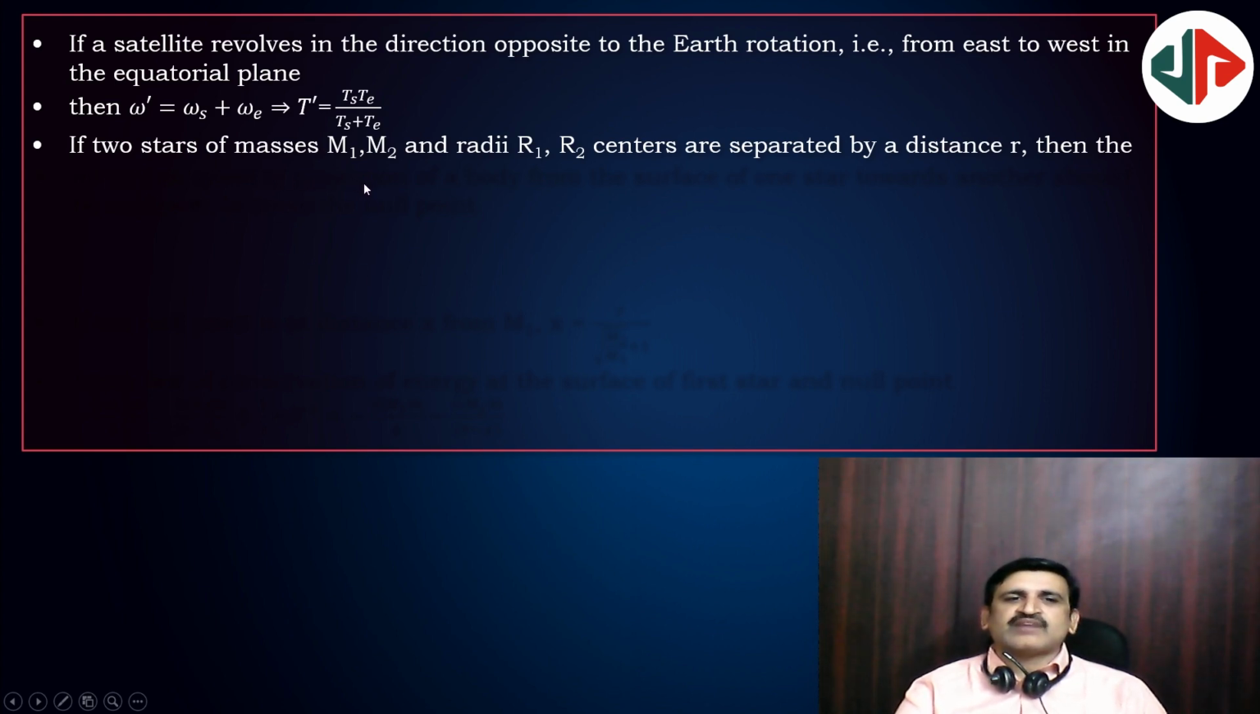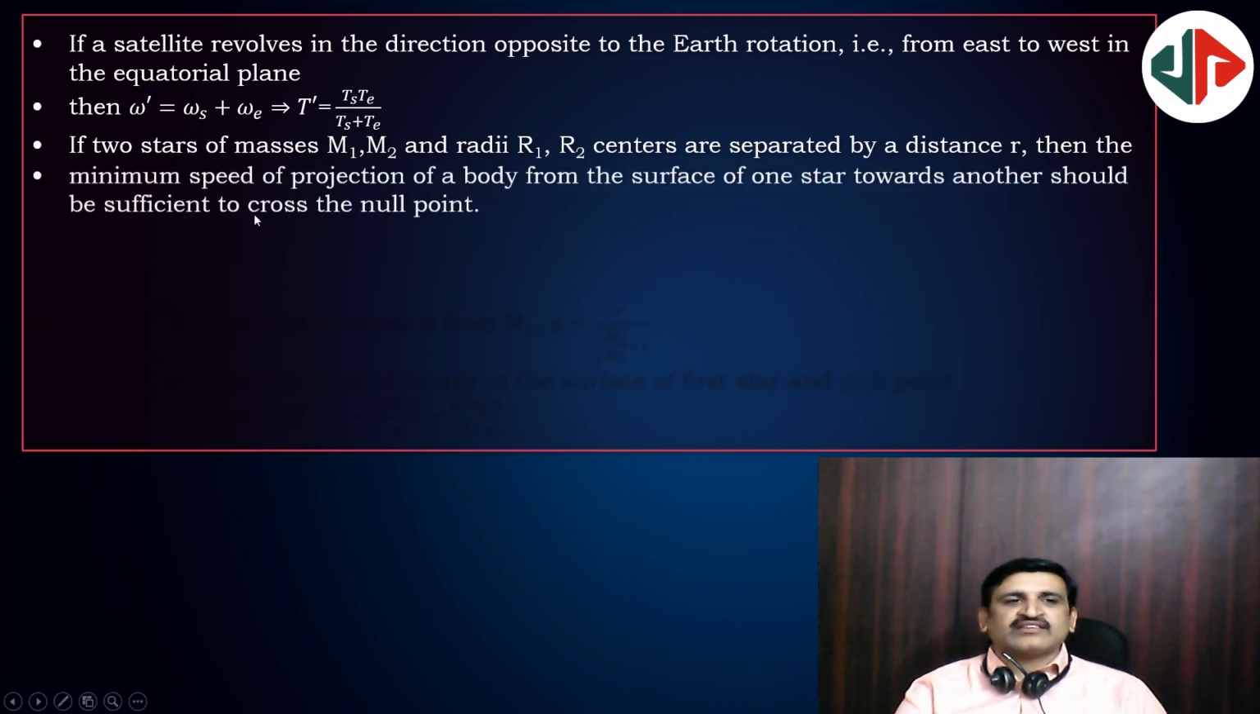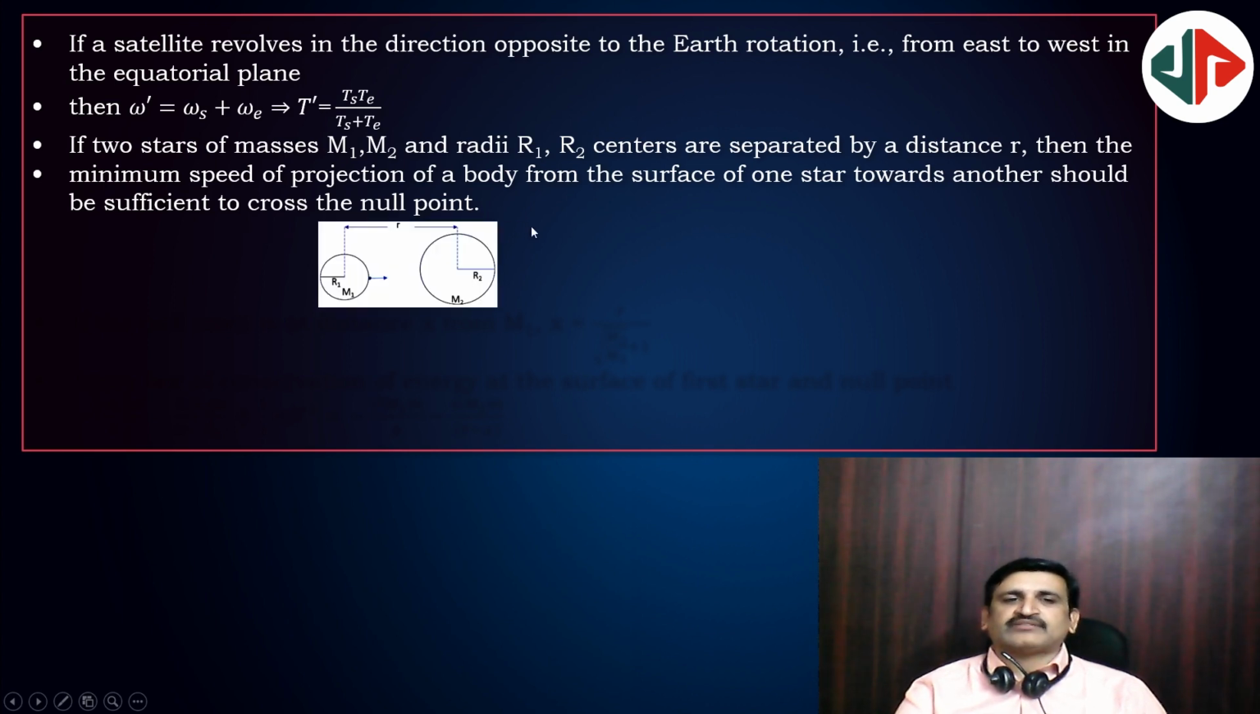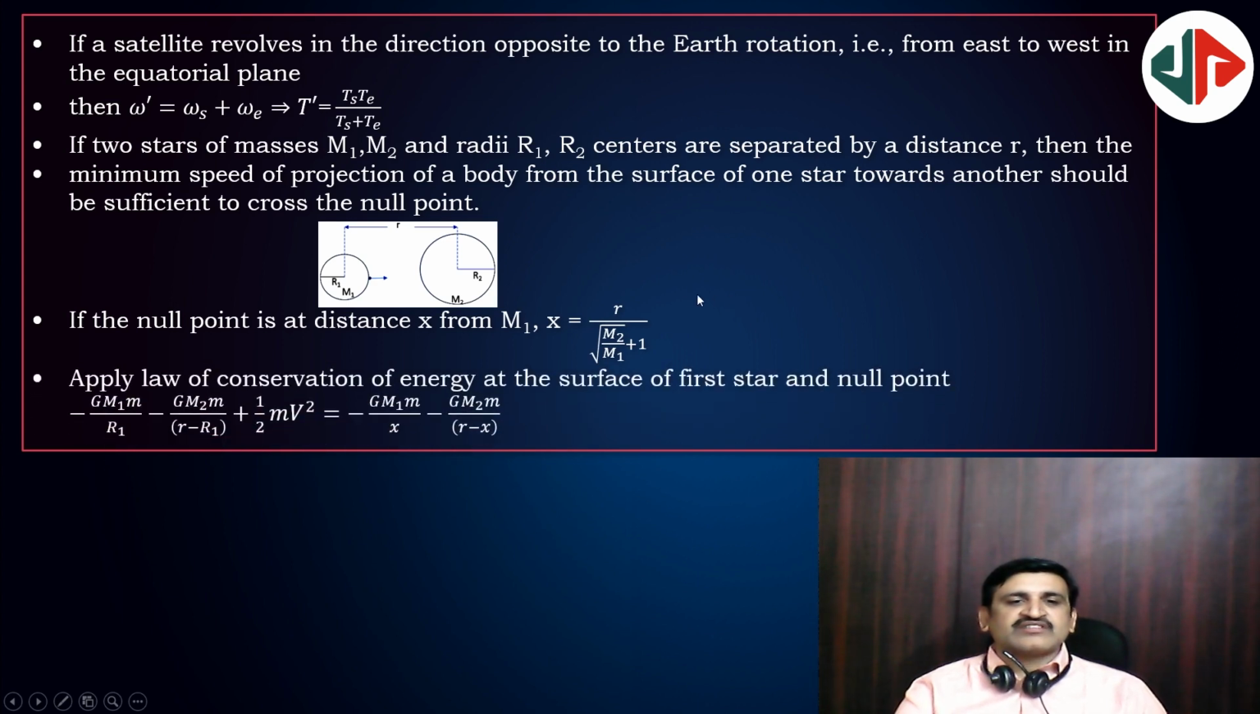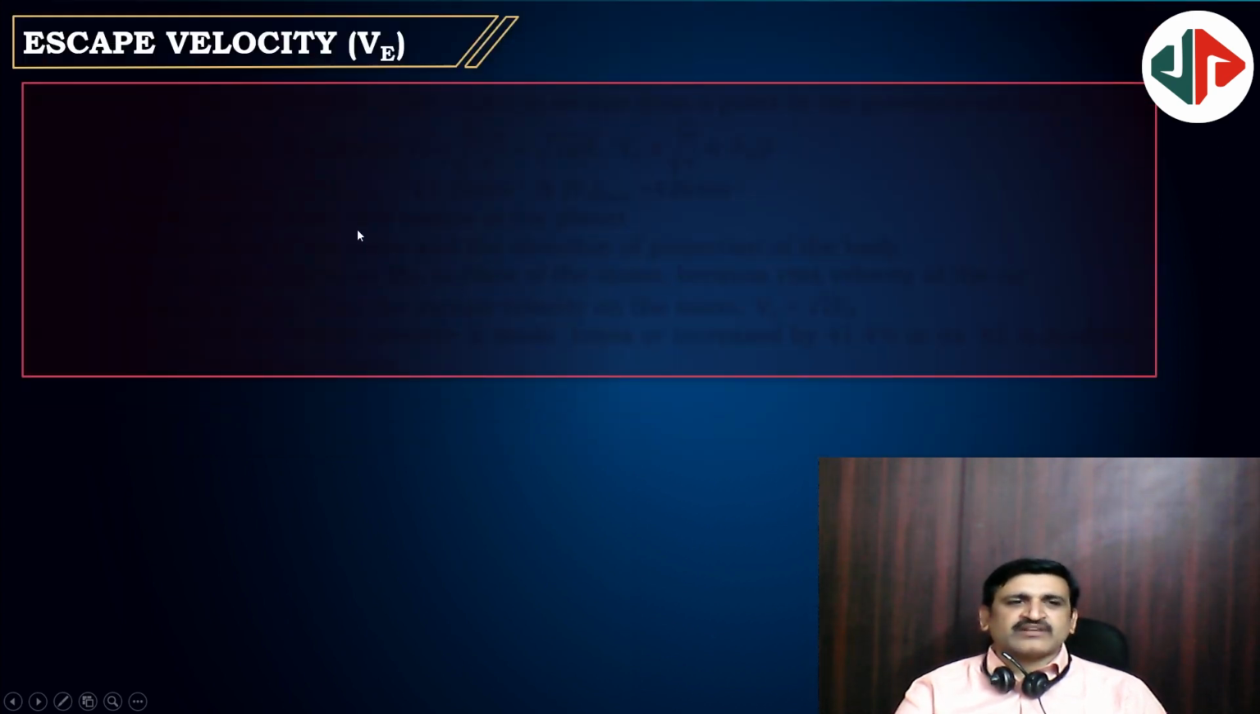If two stars of masses m1 m2 and radii r1 r2 are separated by distance small r, then the minimum speed of projection of the body from the surface of one star towards another should be sufficient to cross the null point. The null point is x is equal to r by square root of m2 by m1 plus 1. What is the null point distance? x is equal to r by square root of m2 by m1 plus 1. Next, apply law of conservation of energy at the surface of the first star and the null point will come automatically. It's a derivation for the null point. Don't waste your time at this moment.